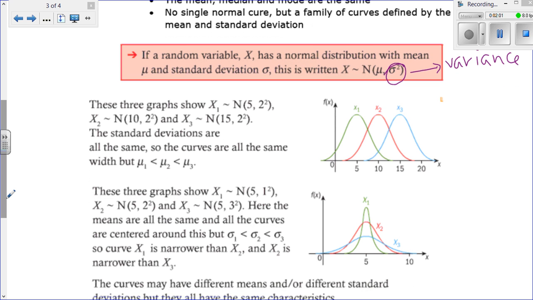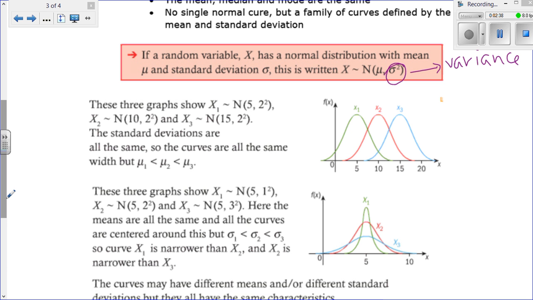so here I have some examples. The graphs show X1 is when my mean is 5 and my standard deviation is 2. X2 in this first set is when my mean is 10 and my standard deviation is 2. And X3 is when my mean is 15 and my standard deviation is 2. If you notice, all of these standard deviations are the same. However, the means are all different. Therefore, the widths of the curves are the same, but they've shifted left and right on the axis.